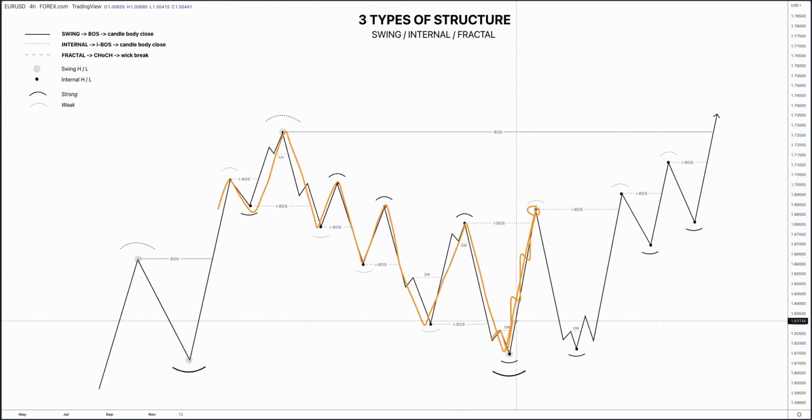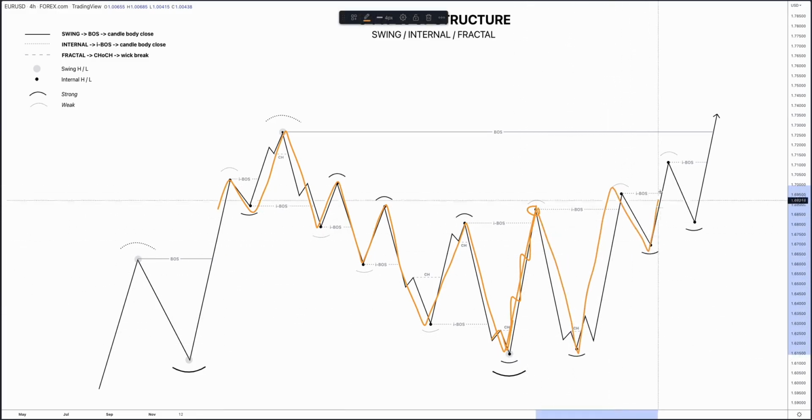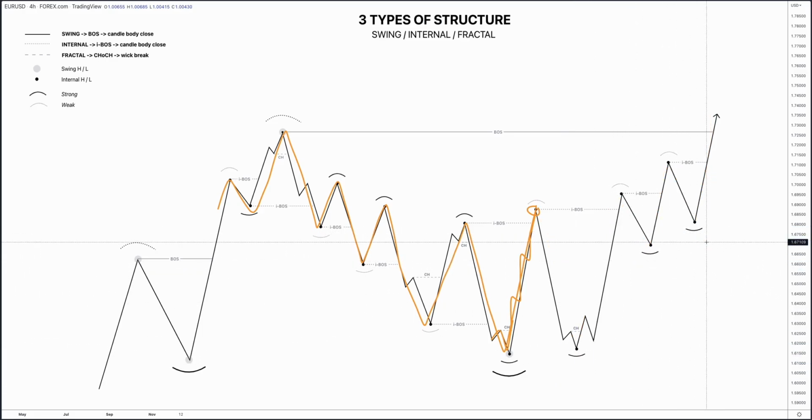So now what do we expect? Now we expect the internal trend to stay bullish, right? Until it takes out the swing high. So now buying these internal high lows becomes a lot higher probability, okay?